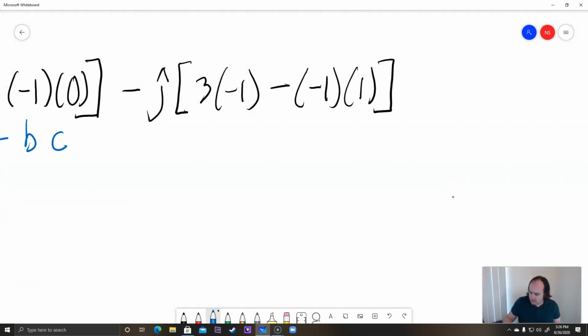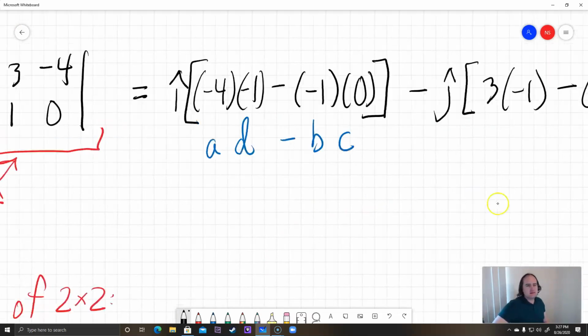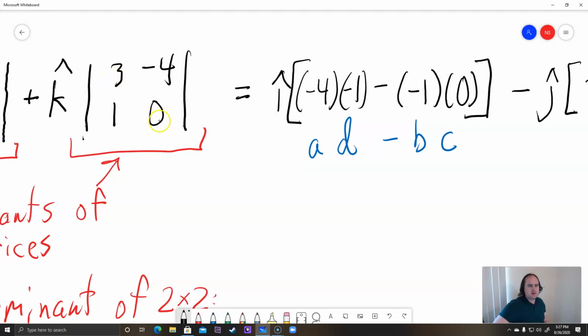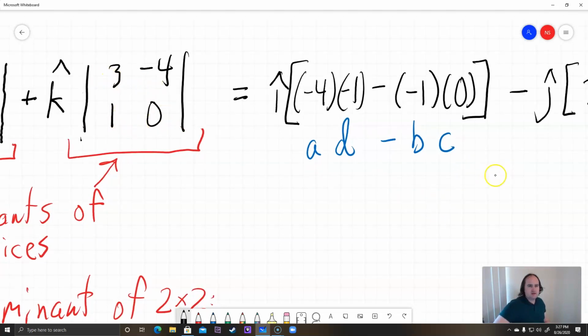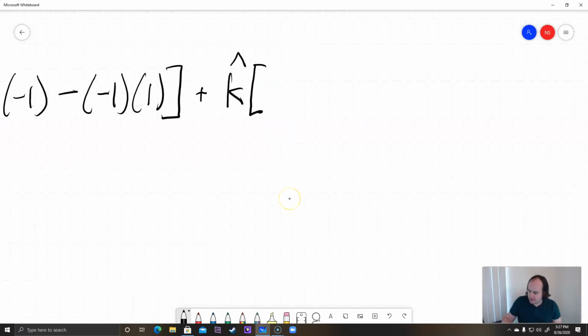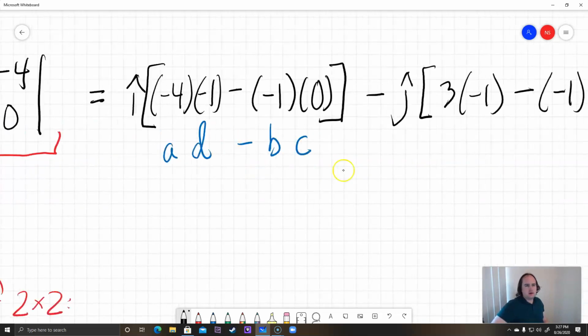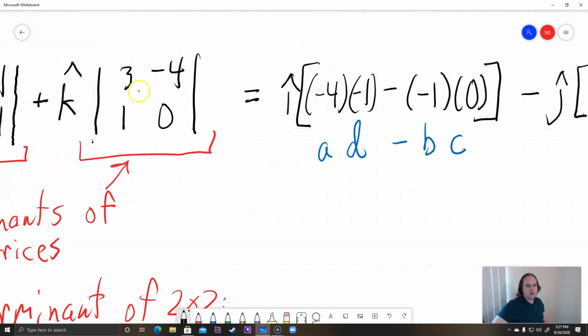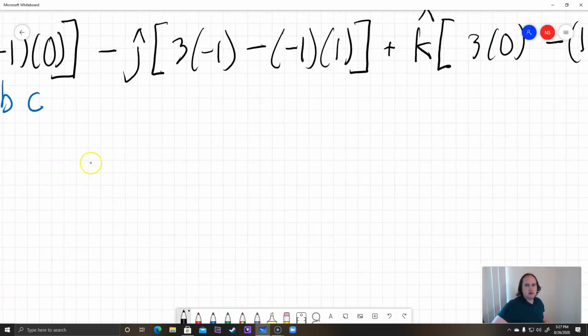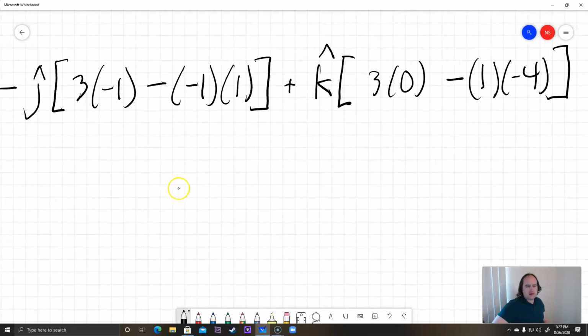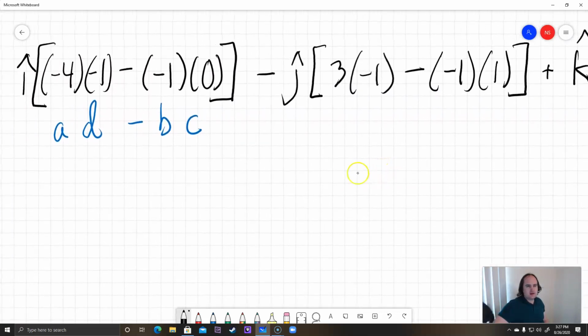So let me go ahead and write that. So our last term is going to be positive k times AD minus BC. So that's going to be 3 times 0 minus 1 times negative 4. Okay, so 3 times 0 minus 1 times negative 4. All right, AD minus BC. All right, and after you do all that, you can go ahead and calculate each of these.